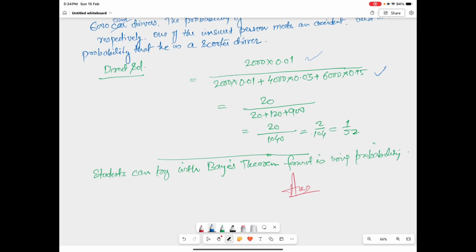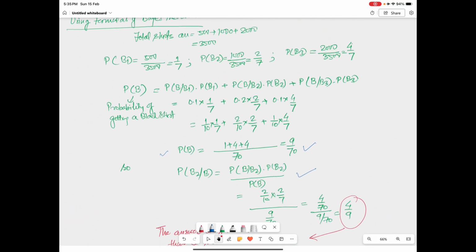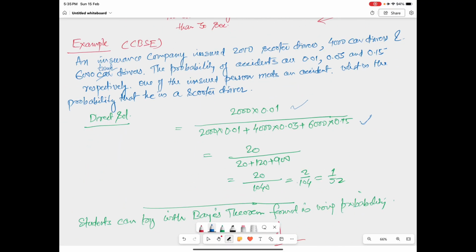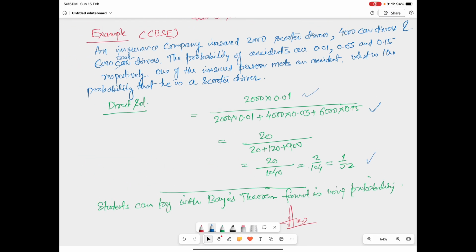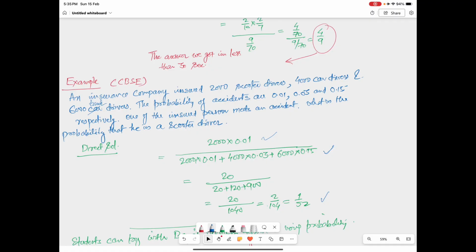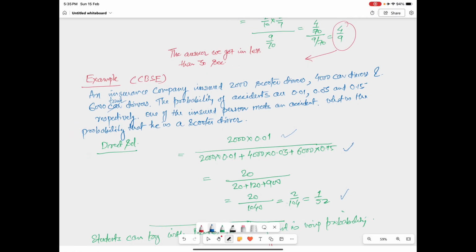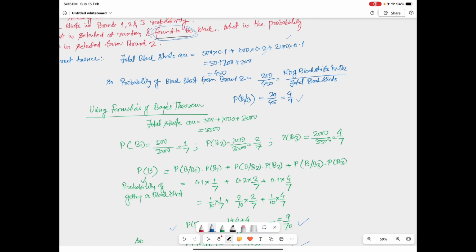So students, you can also try this, like I have used Bayes theorem to solve the question. You can apply Bayes theorem here also and solve the question, and you will get the same answer, which you can check in your books also. So Bayes theorem, hope you have understood how to solve questions quickly with Bayes theorem and what is the basic fundamental in Bayes theorem.